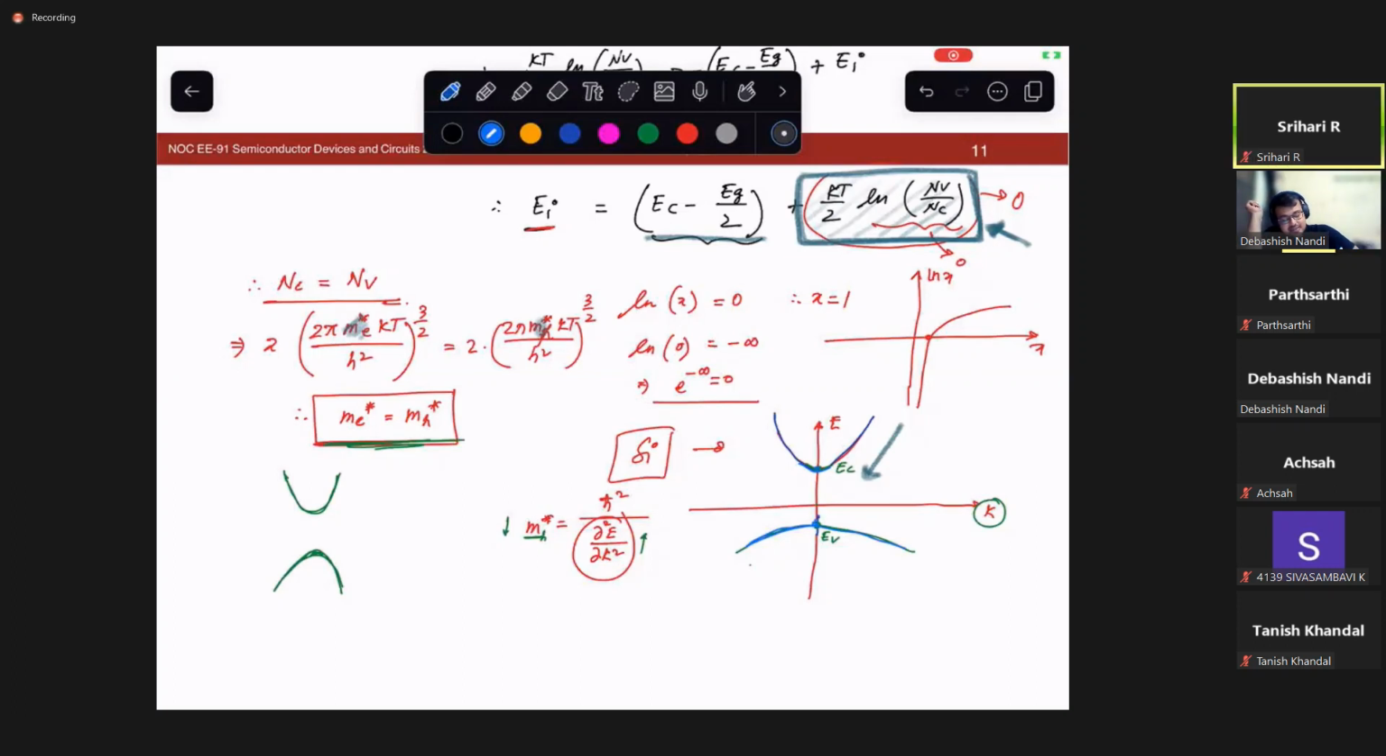Also please note that this band diagram is not absolutely correct. There will be variation in k for silicon, so this will be here and this will be somewhat here. This is called an indirect band gap semiconductor. Silicon is indirect band gap, so this diagram is not for silicon.